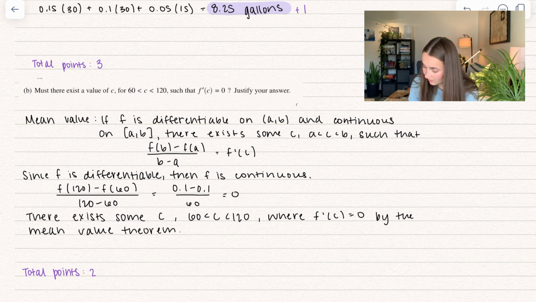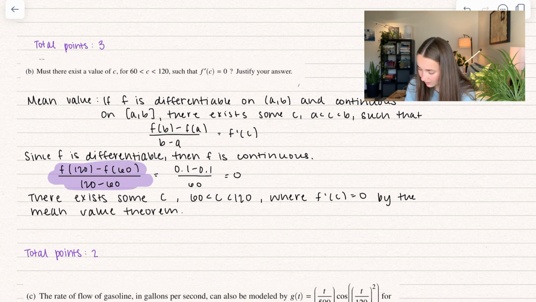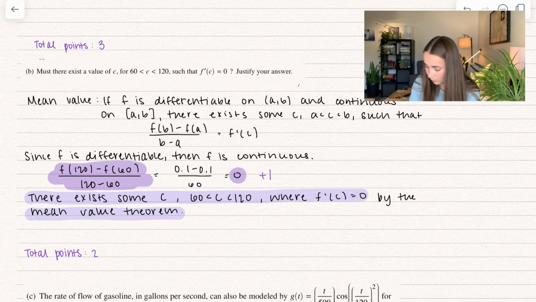So this question has 2 points. Let's go ahead and talk about where those are awarded. So the first point is going to be right here, where we do f of 120 divided by 120 minus 60 is going to be equal to 0. So this right here is going to represent our first point. The second point is going to be the answer with justification. So here there exists some value c where f prime of c is equal to 0 by the mean value theorem. And so our justification is going to be our second point. And so that's where we get our 2 points.